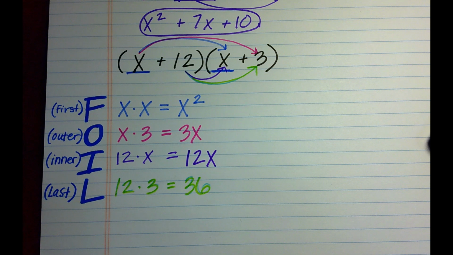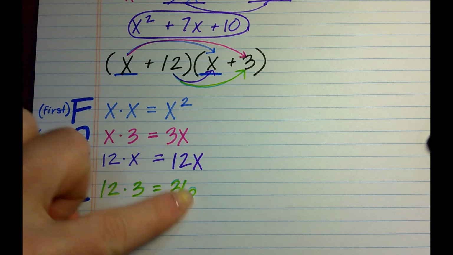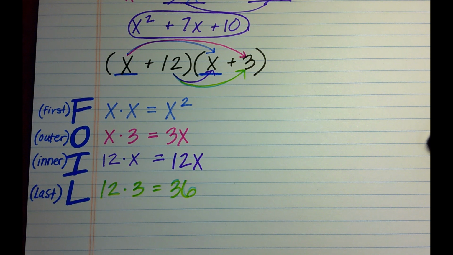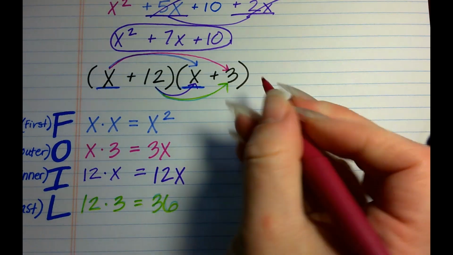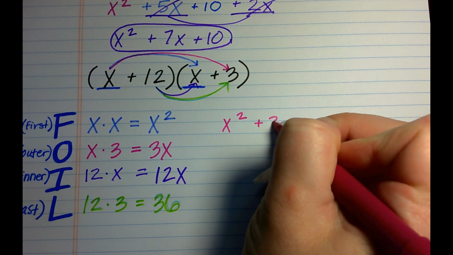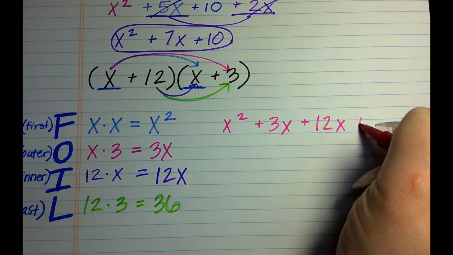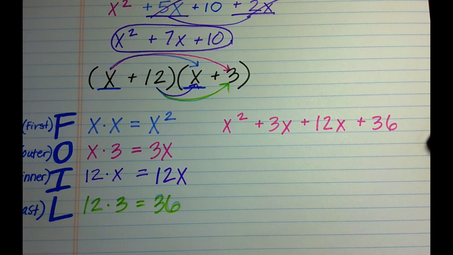Okay, perfect. So we have now done all of the 4 steps: first, outer, inner, and last. How do we turn these 4 terms into an answer that's written out? I'm just going to pull them out: x squared plus 3x plus 3x plus 12x plus 12x plus 36.